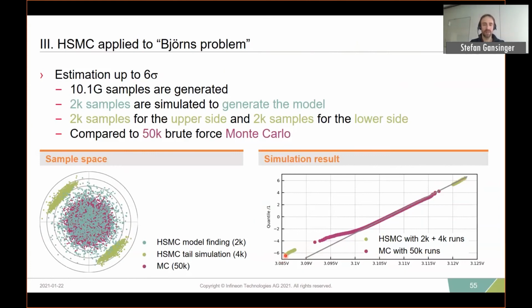In comparison, also in the sample space, I tried to plot the samples from the Monte Carlo. We see the 50K samples, which are located at the very center in this space. So there are hardly any samples which are in the tail area. That's why we don't see any dots for the Monte Carlo outside here. It's clear because the probability to get such a value is quite low. But in high sigma Monte Carlo, this is possible.